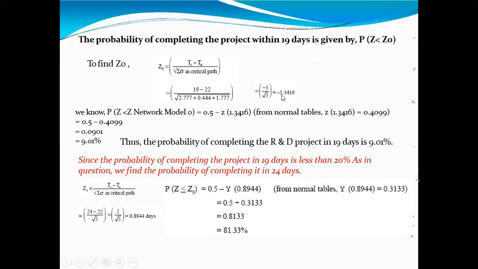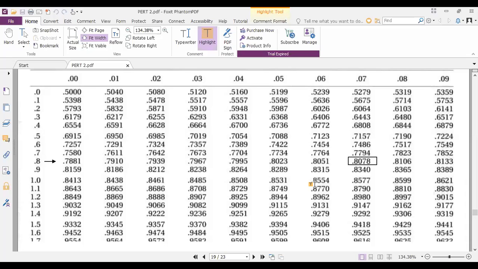Let's consider Z = 1.3416 to find out what the probability value should be at this 1.34. I have to go back, which means I have to refer to this particular table, where the particular table is here.